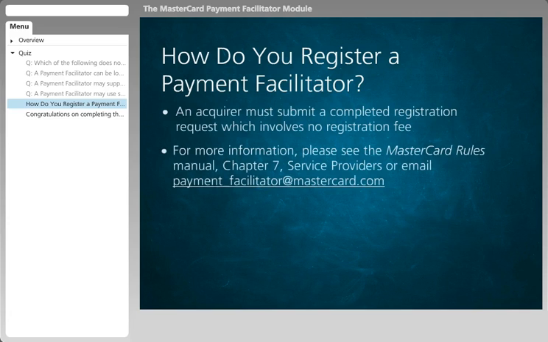An acquirer needs to submit a signed and completed registration request to MasterCard, which can be found on MasterCard Connect. Registering a payment facilitator is free of cost to all parties. Upon a satisfactory review of the registration request, a confirmation email will be sent to the acquirer informing them that the payment facilitator may begin processing transactions for their sub-merchants, and all sub-merchants can begin accepting MasterCard and/or Maestro payment methods.